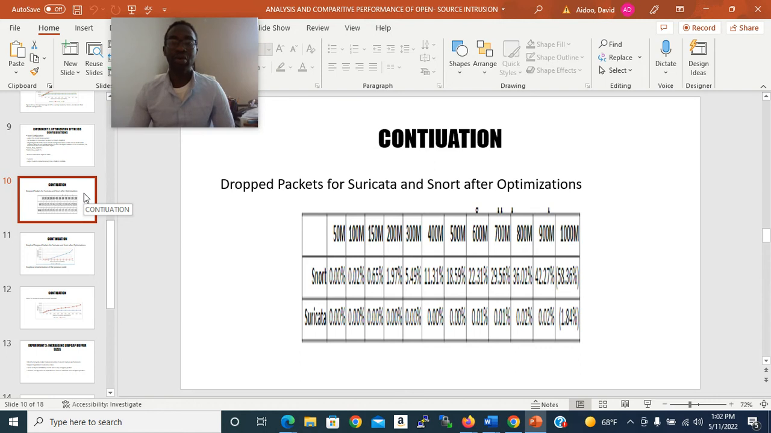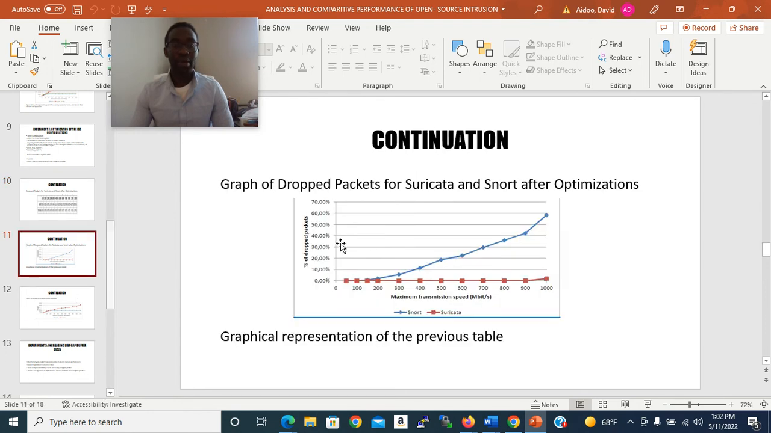So this next slide shows a table. This table shows the dropped packets for Suricata and Snort after optimizations. According to the table, we see that Snort needs more improvement after optimization. The graph here is a representation of the table that I just showed. So this graph is of the dropped packets for Suricata and Snort after optimization. Looking at the graph, you see the difference between these two IDSs. Snort requires improvement while Suricata displays a perfect relation.